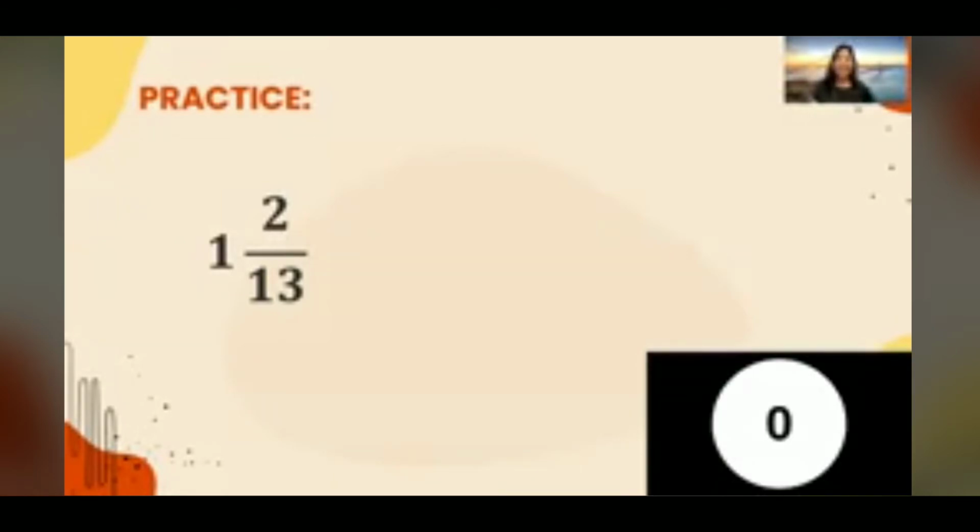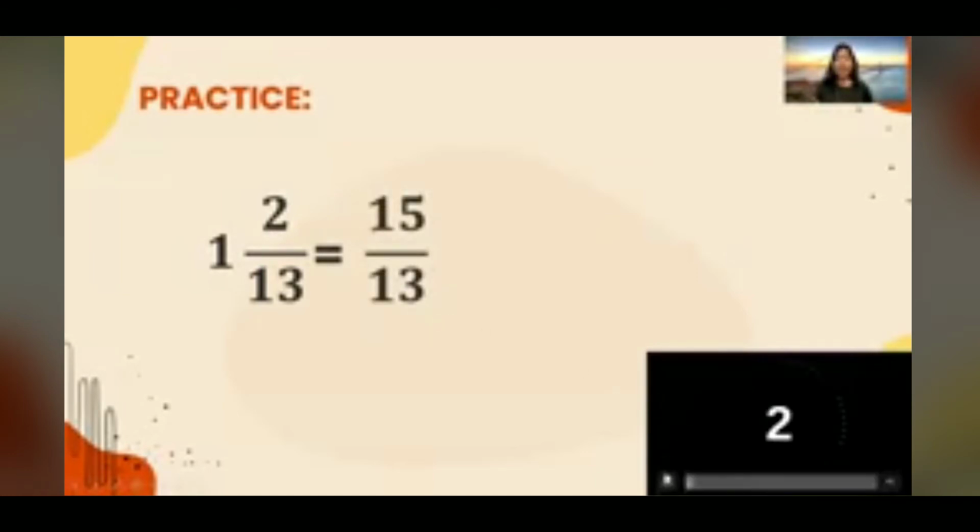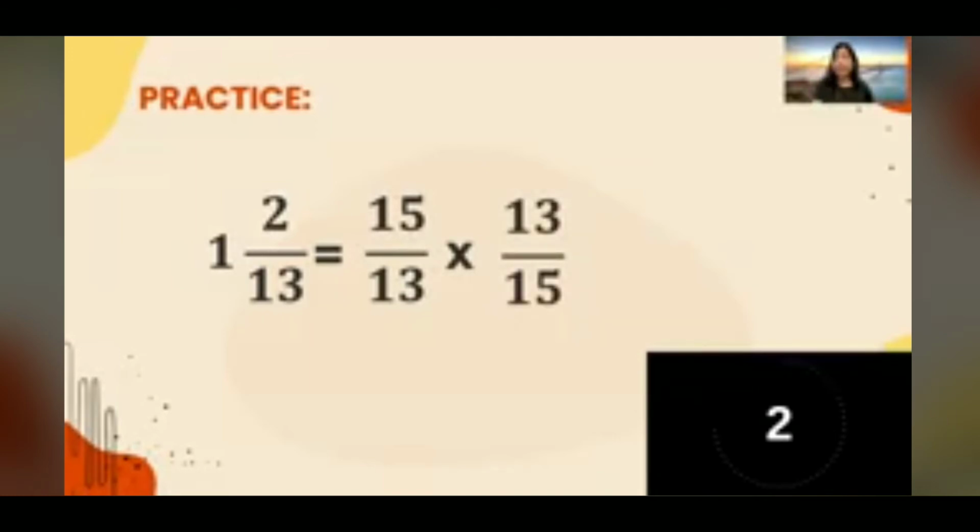Time's up. So what is your answer? Okay, let us check it out. So the first thing to do here is to rename this mixed number to an improper fraction. And we'll get 15/13, right? Because 13 times 1 is 13 plus 2 will have 15, and then we will just copy our denominator, and that is 13. So the reciprocal of 15/13 is 13/15.